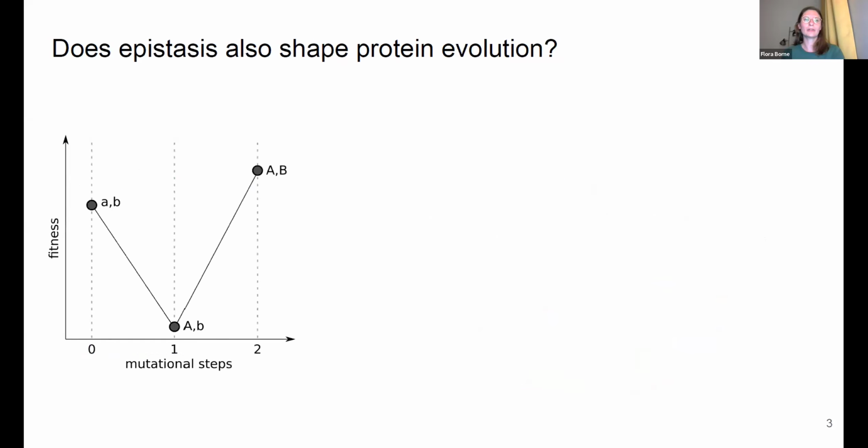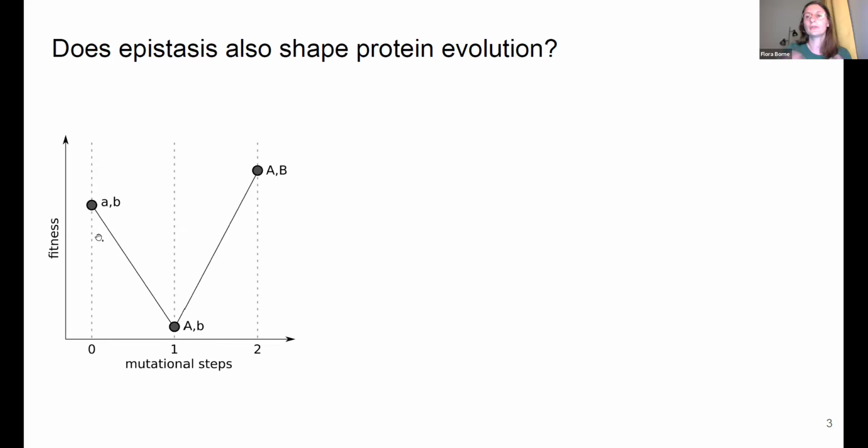And during my postdoc, I was interested in epistasis. And especially, I wanted to know whether epistasis can contribute to protein evolution and this variation in evolutionary rate. So what I mean when I say epistasis is that the effect of one mutation will depend on the genetic context.